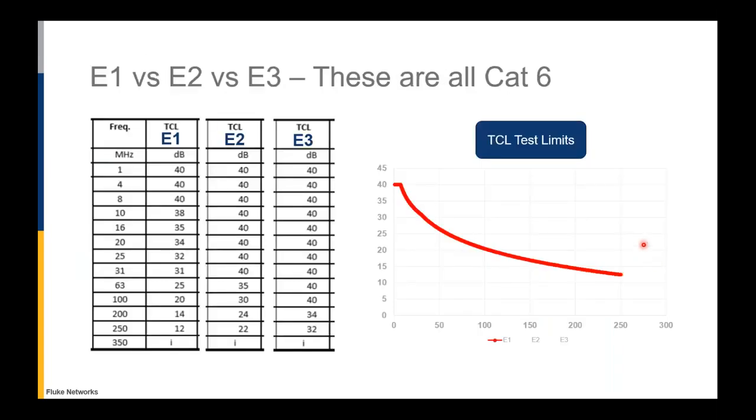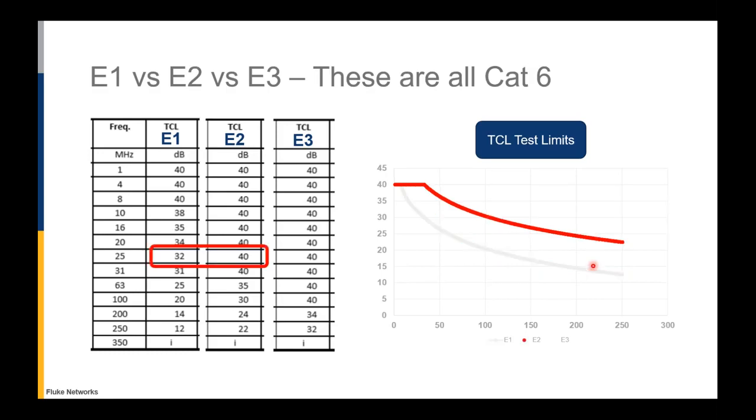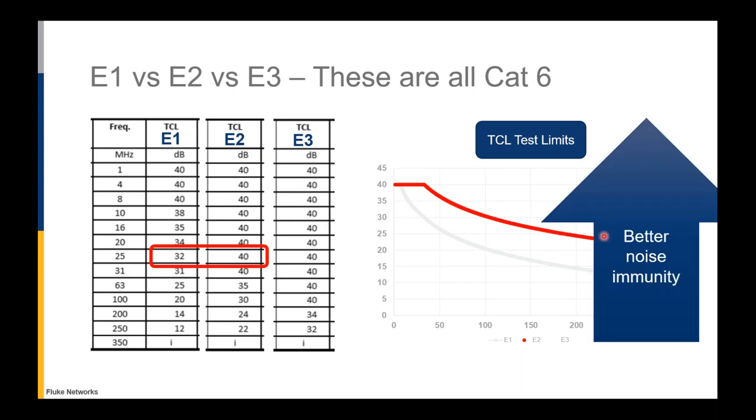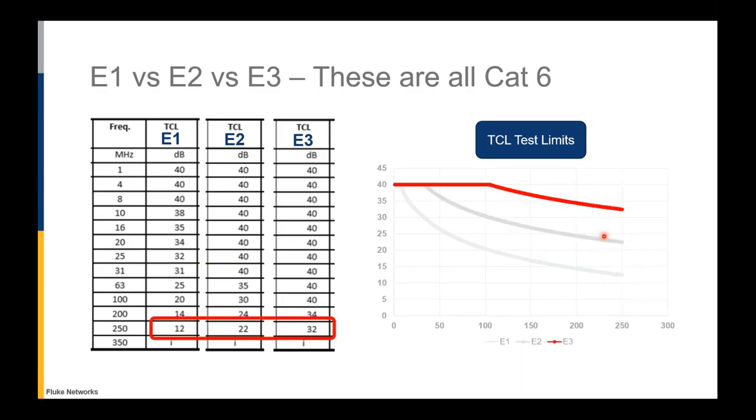So here is a graph showing in decibels across the frequency range, the values for the height of the overpass, if you will, the TCL for an E1 test. And here we're looking at an E2 environment, and we see that the line is higher up, the limits are tighter, and that tighter limit represents better noise immunity. And the E3 environment is even stricter, is even tighter.